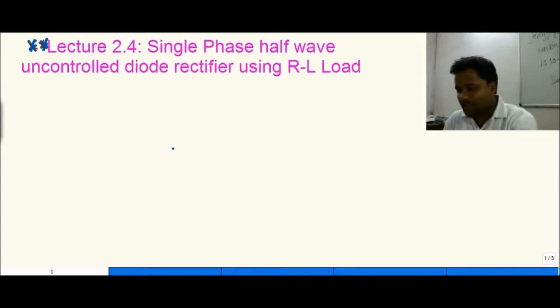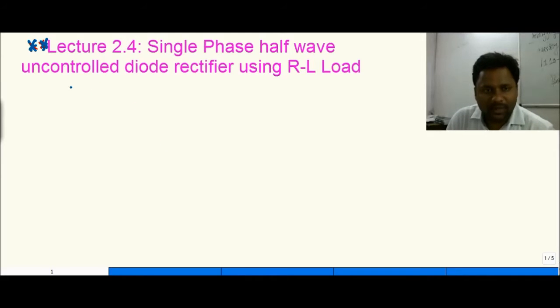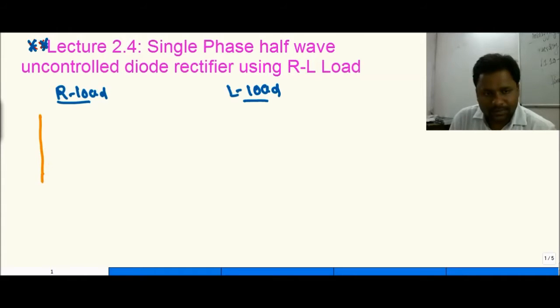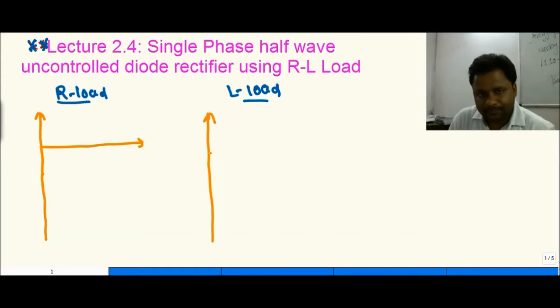Now, in the last lecture, we have learned about the R load and the L load. The waveform that we are getting in this kind of load is going to be like this fashion. It is the source voltage, like this. We are obtaining the waveform. This is called the source voltage.